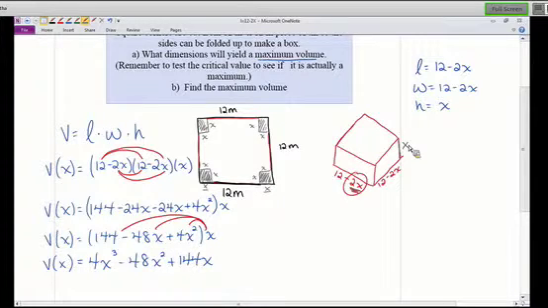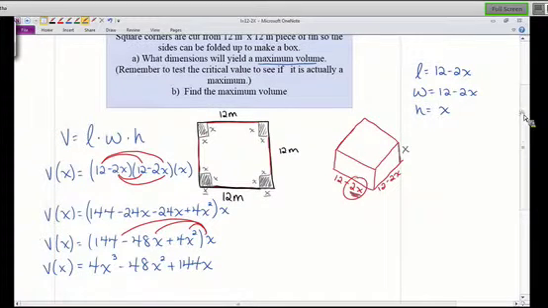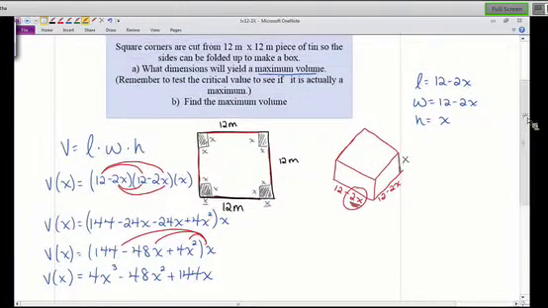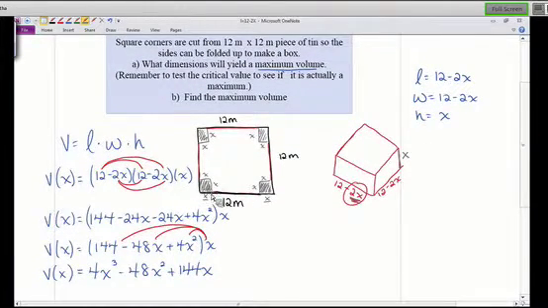It's not always going to be minus 2x. It depends on the problem. Because they're telling us in the problem that the square corners are being cut from 12 meters by 12 meters, you're going to take that square corner to be represented by a length of x, because it's just what's being worded in the problem. Depends on what the problem question asks you.